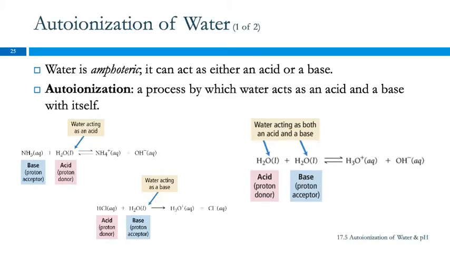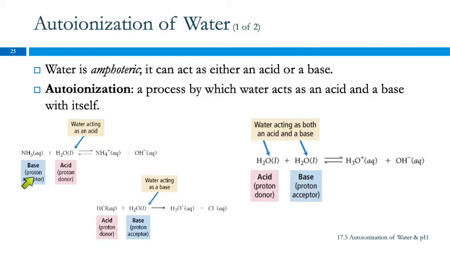So water is amphoteric, meaning it can act as an acid or a base. Auto-ionization, as the name suggests, is something ionizing with itself. So it's a process by which water acts as an acid and as a base with itself.